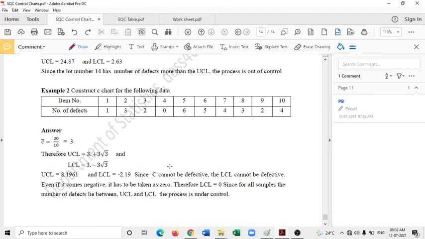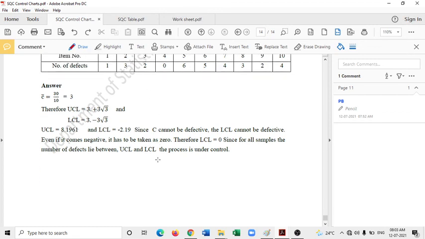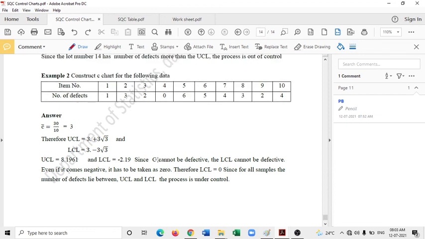Now we know that all the numbers of defects lie between 0 and 8.1961. Therefore, we say that the process is under control. So that's about the construction of C chart.